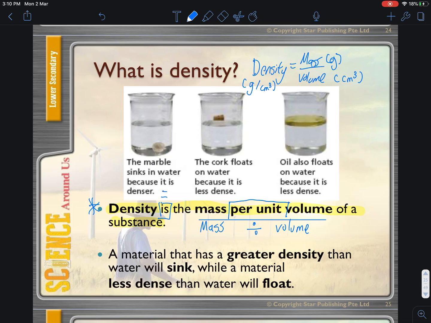Some of you may be more familiar with the triangle, in which density is at the top, let me retract that statement.